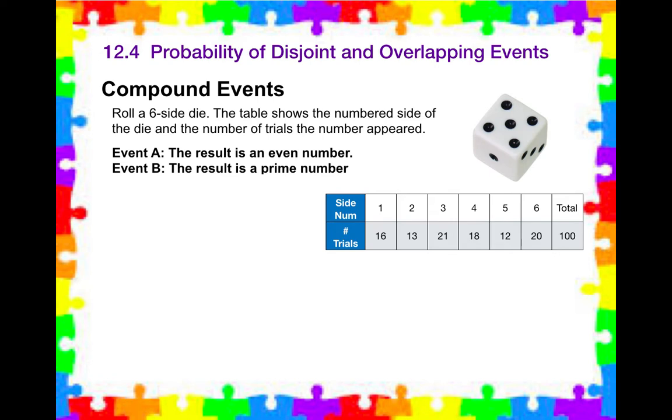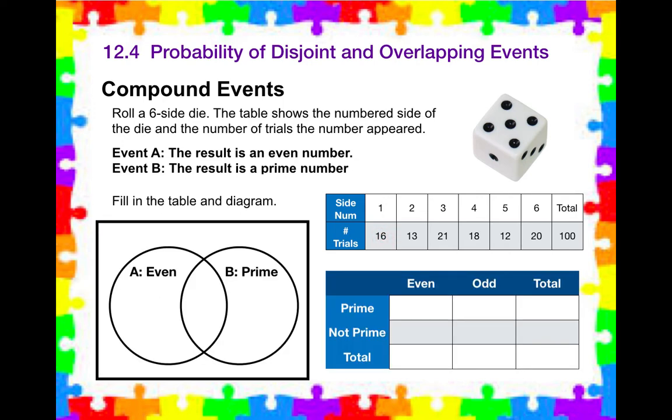So event A is the result is an even number, and an even number is going to be 2, 4, and 6. Event B, the result is a prime number, and the prime numbers start at number 2. So 2 is prime, 3 is prime, and 5 is prime. Remember, number 1 is not a prime number.